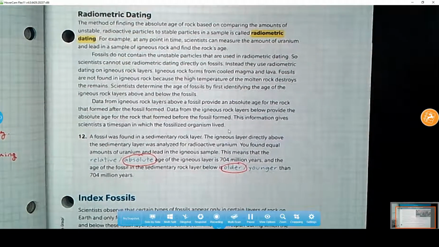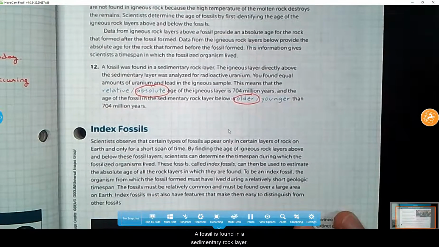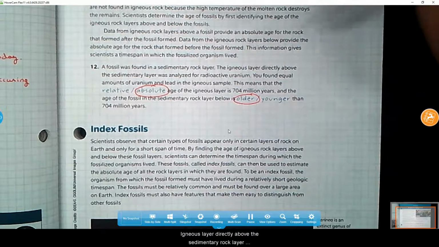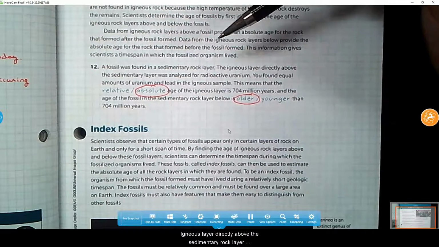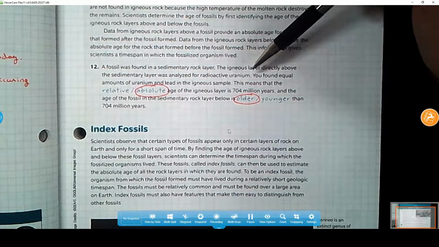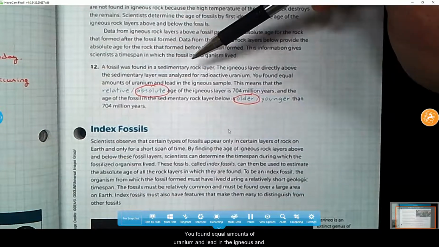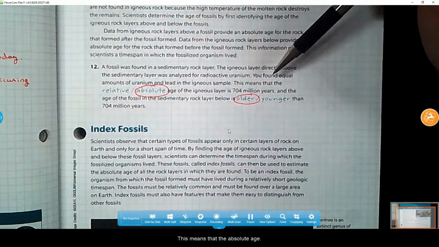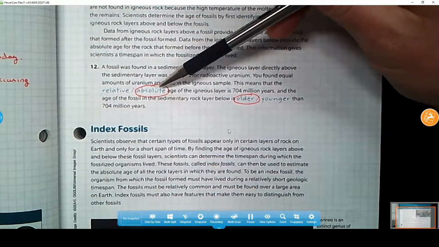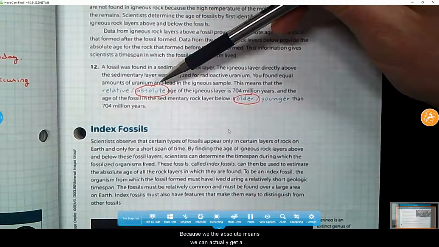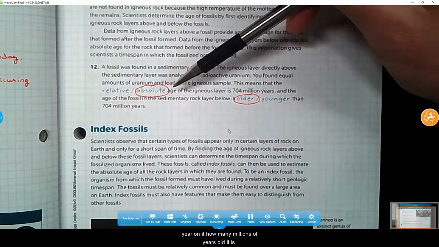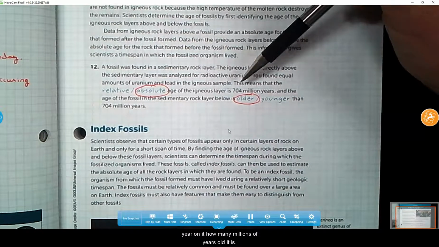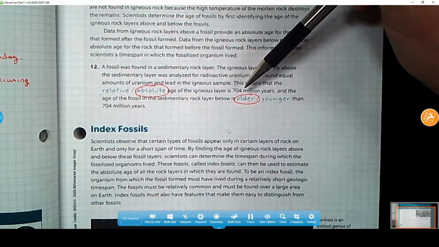So if we have a fossil that's found in the sedimentary rock layer, the igneous layer directly above the sedimentary rock layer was analyzed for radioactive uranium. You found equal amounts of uranium and lead in the igneous sample. This means that the absolute age, because absolute means we can actually get a year on it, how many millions of years old it is, the absolute age of the igneous layer is 704 million years old.